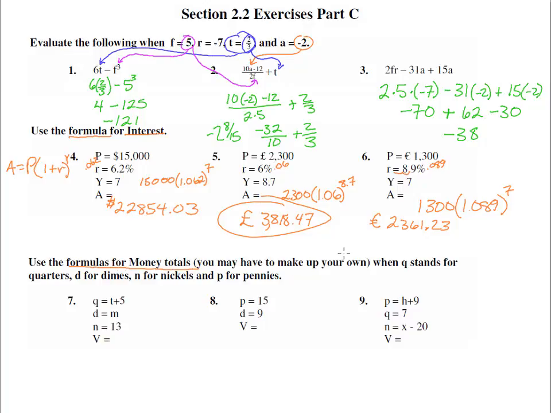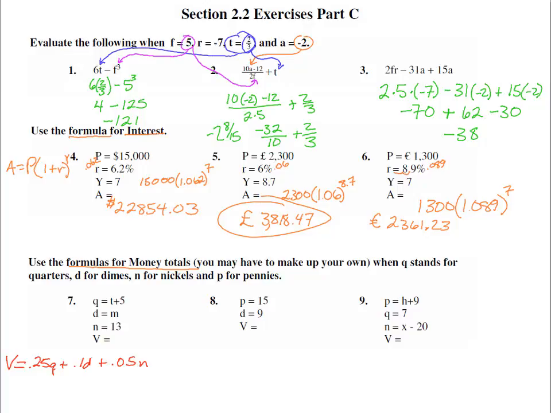Number 7, use the formulas for money totals. And again, you may have to make up your own depending on whether we have pennies and nickels or pennies and quarters. Q stands for the number of quarters, D stands for the number of dimes, N stands for nickels, and P for pennies. So let's do this one. In this case we have V equals, we have quarters, dimes, and nickels. So 0.25Q plus 0.10 dimes plus 0.05 nickels. Okay, so this is our formula because we have quarters, dimes, and nickels.